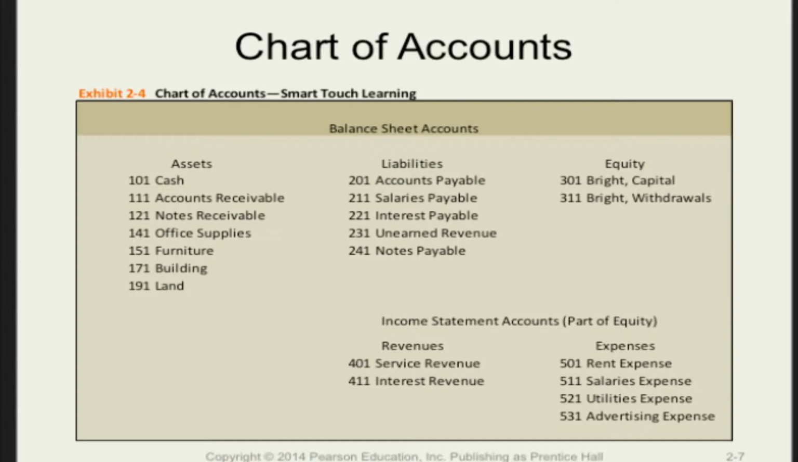Exhibit 2-4 shows the chart of accounts for Smart Touch Learning. You can see how the account types are grouped with the numbering system separating each group of accounts from the other. Also note that there are gaps in the account numbers. This allows the company to add more accounts in that group as needed. For example, if Smart Touch needs to add an account for equipment or for merchandise inventory, they can easily fit the accounts in the list where they should be.